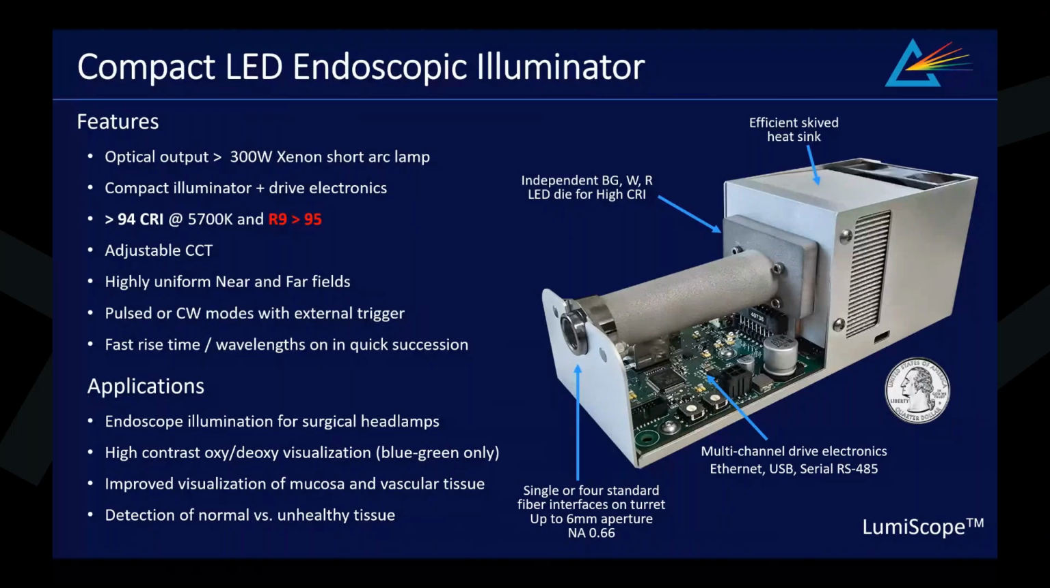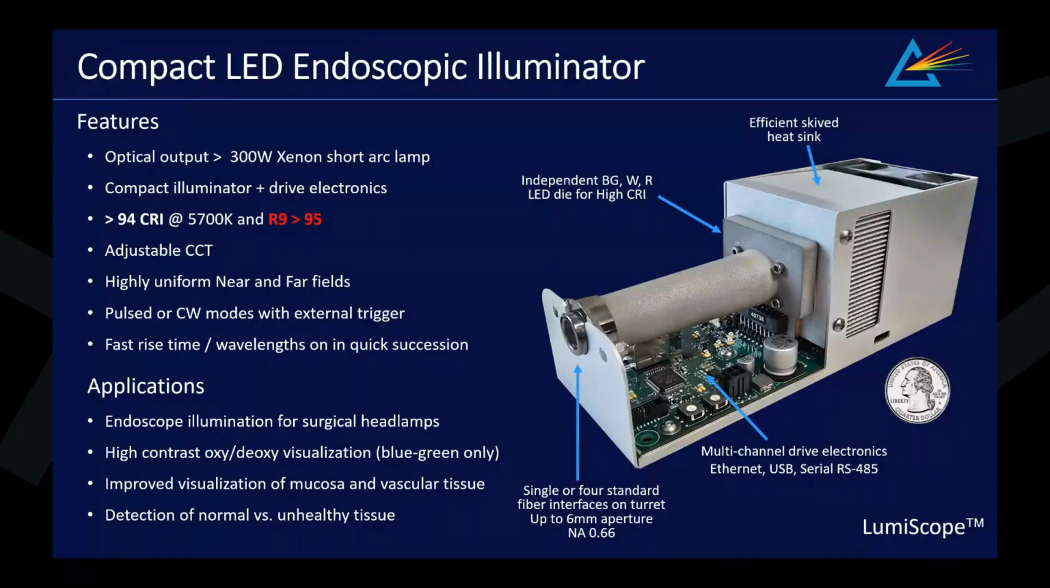Innovations in Optics' LumiScope, shown here, illustrates how many of the requirements and design principles discussed earlier can be integrated into a compact LED endoscopic illumination system, outperforming the legacy short arc xenon lamp on every metric. In high-performance surgical illuminators, optical coupling efficiency, spectral quality, thermal stability, electronic control, and compact packaging must all work together within a relatively small physical footprint.